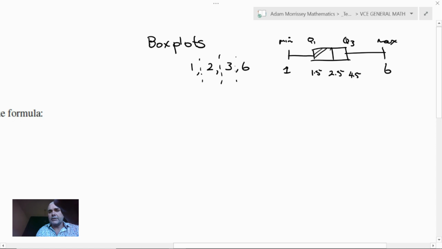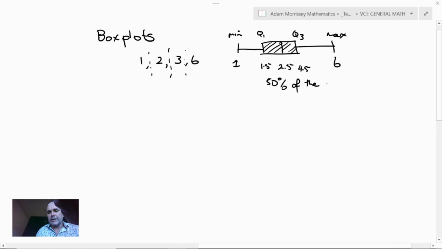So what we know from there is 50% of the data is inside the box, and tick, we can see that. Both the values of 2 and 3 are inside that box. And that's essentially what we're doing when we're doing box plots. We're finding the middle and we're checking out how spread out the data are.